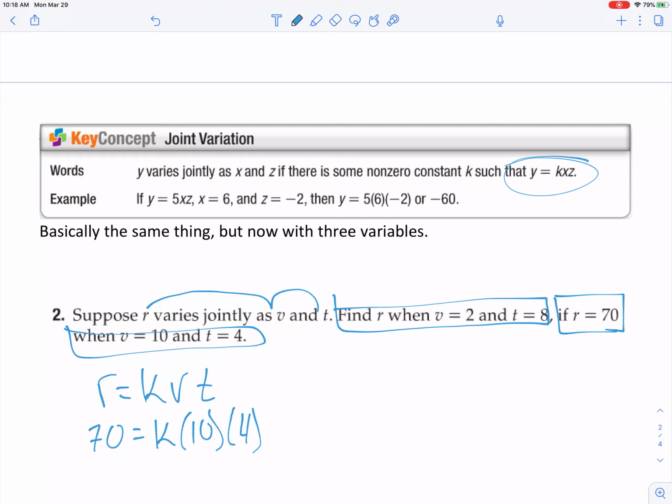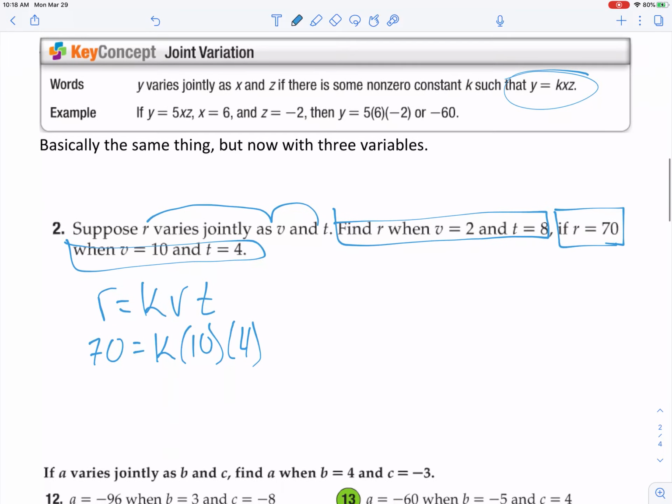Why do I do that? Because I don't know what k is. So I need to start with the example that gives me all three variables, r, v, and t, whereas the first one doesn't tell me r. That's how I knew to start on the second half of this. So this is pretty straightforward from here. This is going to be k times 40, right? Because 10 times 4. And of course, to get rid of multiplication, I need to divide. And I would leave this in fraction form. Simplified, 70 divided by 40 is just 7/4.